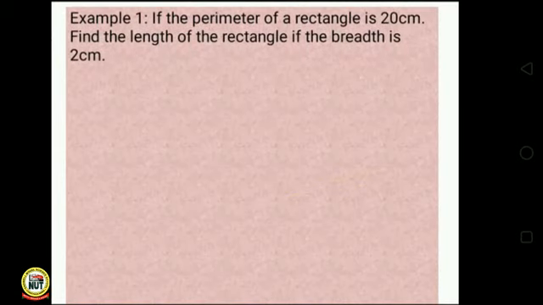Now, example. If the perimeter of a rectangle is 20 centimeter, find the length of the rectangle if the breadth is 2 centimeter. That is, the perimeter is 20 centimeter. The length is unknown because here we should find the length. We don't know the length of the rectangle, but the breadth is given as 2 centimeter.